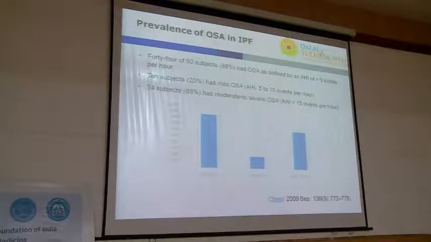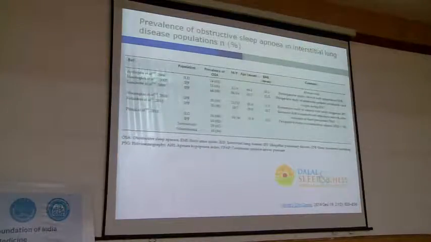So what is the prevalence of OSA, which is now gaining a lot of importance in IPF? This study, published in Chest in 2009, showed that 44 out of 50 patients with IPF had OSA. 10 patients had mild OSA with AHI of 5 to 15 events per hour, and 34 patients, that is 68%, had moderate to severe OSA, with more than 15 events per hour. And these are various studies which have shown the prevalence of obstructive sleep apnea in interstitial lung diseases, which ranges from 10 to 44%.